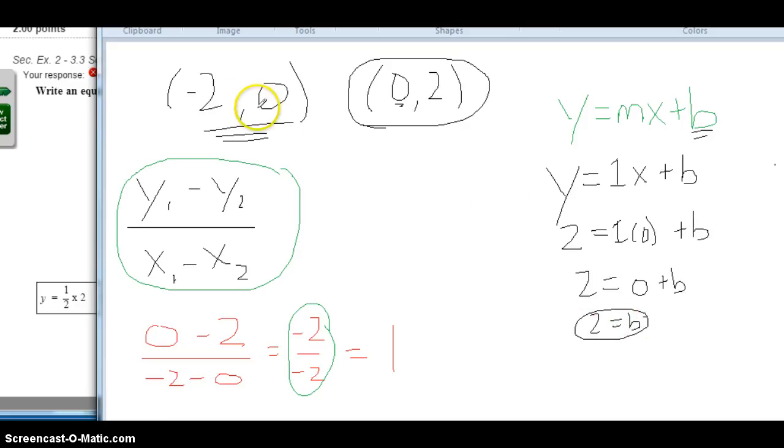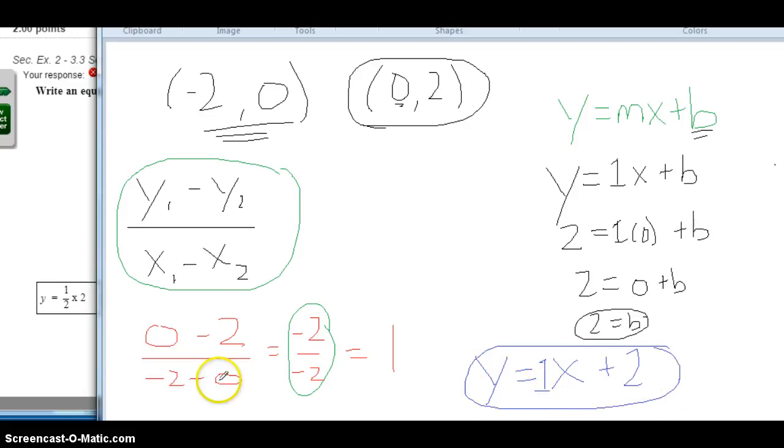You would have got the same result if you plugged this in for the x and the y. Now, let's write our final answer. Our equation of our line is y equals 1x. You can just write x if you want, or you can write 1x plus b, and b is 2. So that's the equation of our line. y equals x plus 2, or if you want, y equals 1x plus 2.